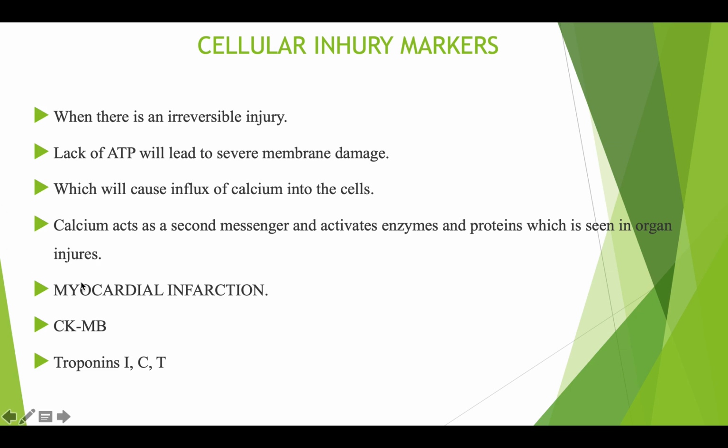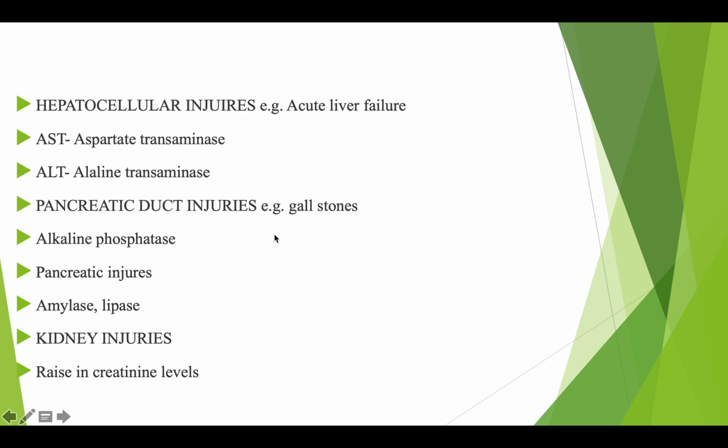In myocardial infarction, you see CK-MB, creatine kinase MB, and troponins I, C, and T. Then hepatocellular injury, for example acute liver failure, will raise AST and ALT, which are enzymes in the liver: aspartate transaminase and alanine transaminase. In bile duct injuries, for example gallstones, there will be an increase in alkaline phosphatase. In pancreatic injury, there will be an increase in pancreatic amylase and pancreatic lipase. Kidney injuries raise creatinine levels.